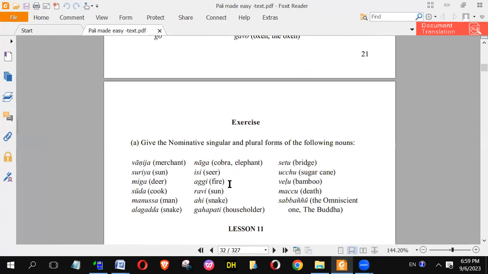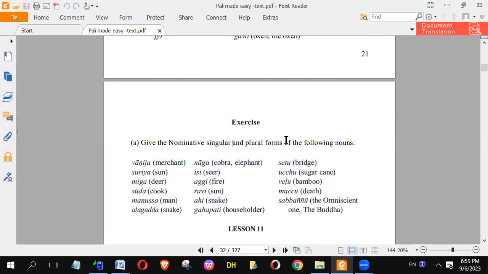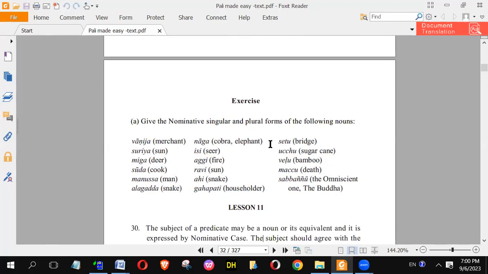Okay, now the exercise for lesson 10 is very simple. You just need to give the nominative singular and plural form. Because the one shown here is a stem form. Remember we say stem form. So it's not singular, it's not plural, but it's a stem form. So you need to change accordingly. Give your answer, very short answer. You write it down as your homework. Okay? So if no question, I will go to lesson 11.